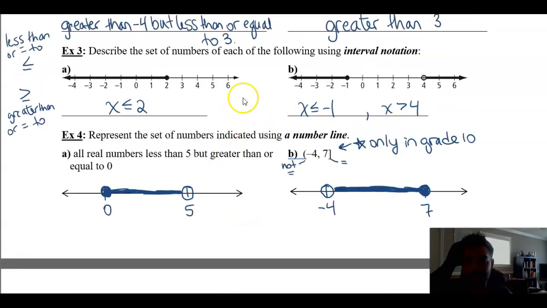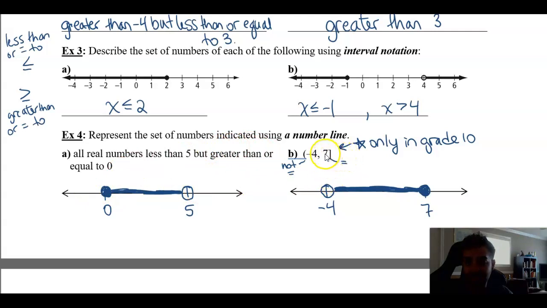Okay. Example 4, represent the set of numbers indicated using a number line. So now they're going to give us a set of numbers, and we're going to draw the number line. All numbers less than 5 but greater than or equal to 0. So here we know it's going to be all numbers less than 5. We have it not filled in because we're not including 5, and it's going all the way to 0. But it says greater than or equal to 0, so here it stops. It doesn't keep going, but it stops at 0, and we include 0 because it says or equal to. So yeah, simple.